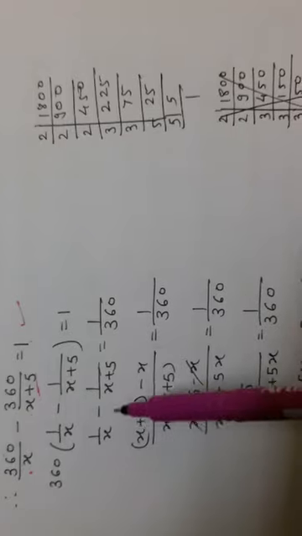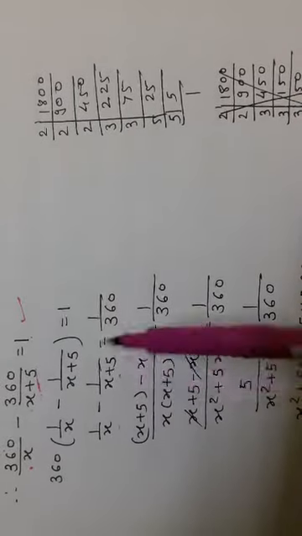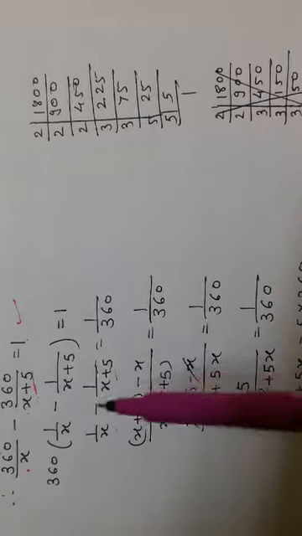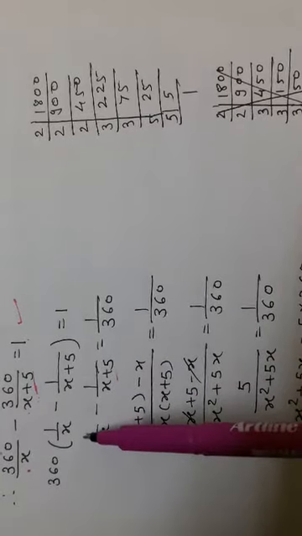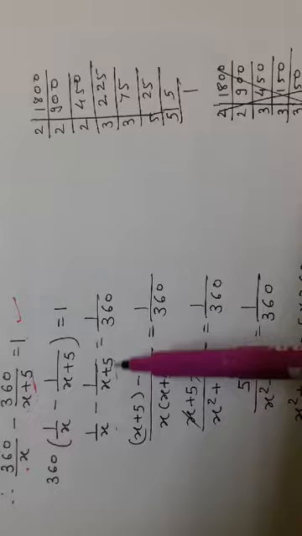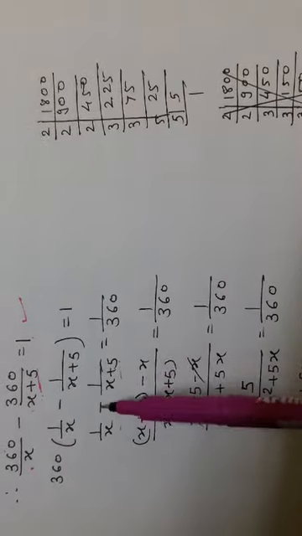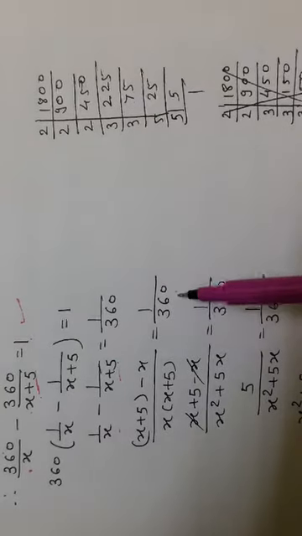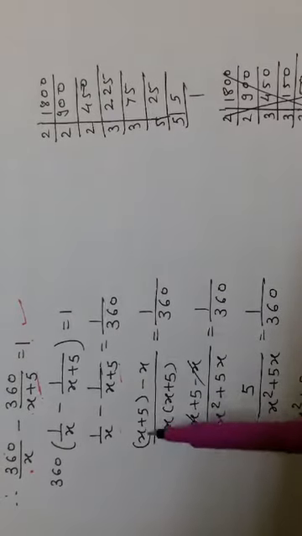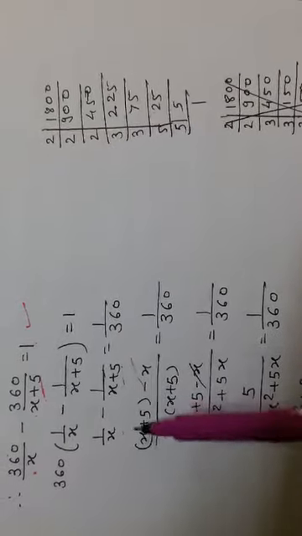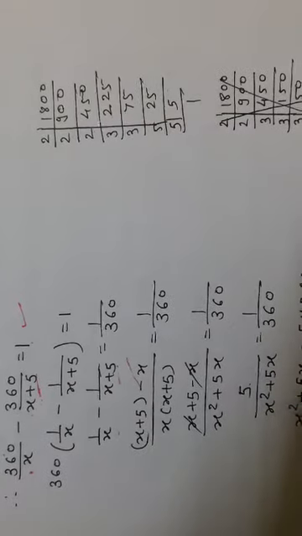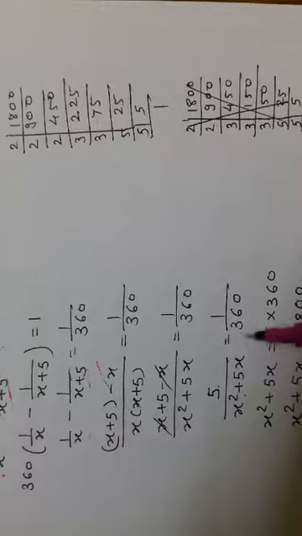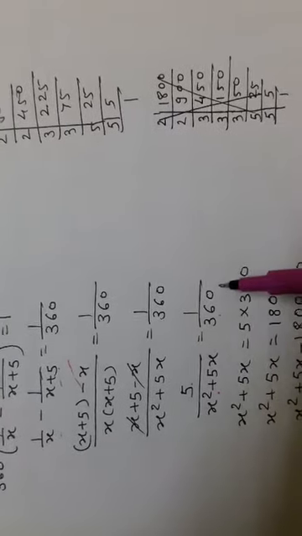Can we do the cross multiplication? First of all we have to find the LCM. LCM of x and x plus 5 is x into x plus 5. We will do cross multiplication: 1 into x plus 5 is x plus 5, minus 1 into x is x, which is equal to 1 upon 360 as it is. Now when we open the bracket, x will cancel and only 5 will be left, and in the denominator x into x is x square, x into 5 is 5x, which is equal to 1 upon 360.